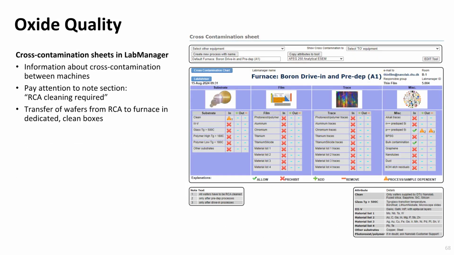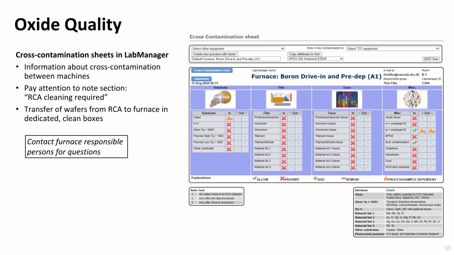To reduce cross-contamination of the furnaces from other cleanroom fabrication processes or tools, users at DTU Nanolab are required to check what materials are allowed in the furnaces and what materials might be added in other process steps and possibly can contaminate the furnaces. This can be done by checking the cross-contamination sheets in Lab Manager. Before you use a furnace, you should always check the cross-contamination sheets for it.